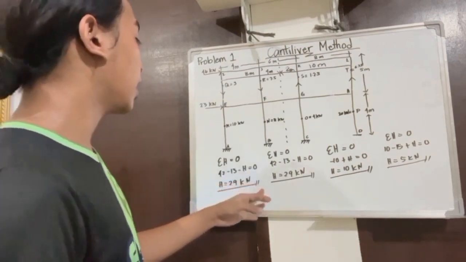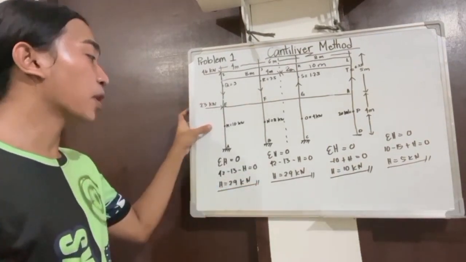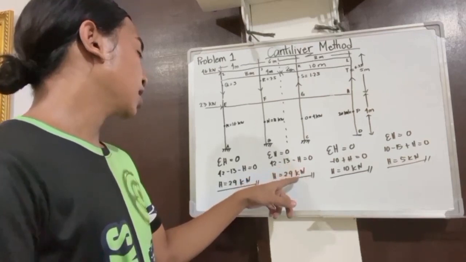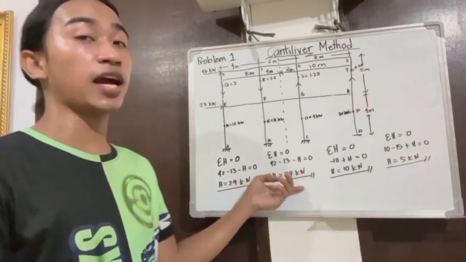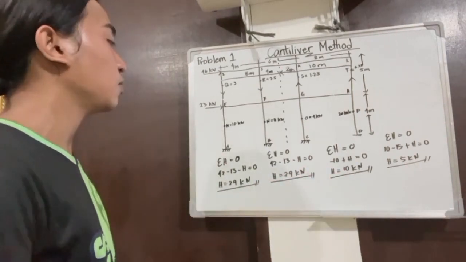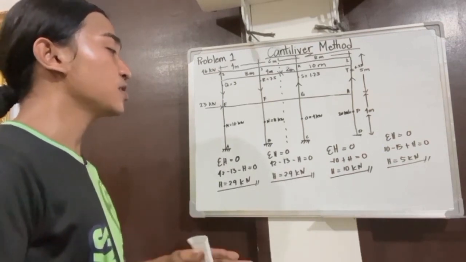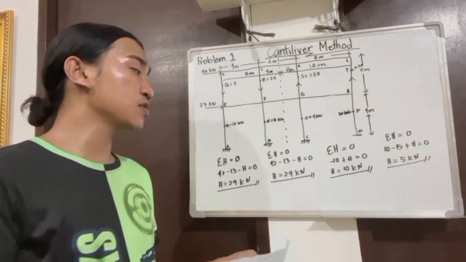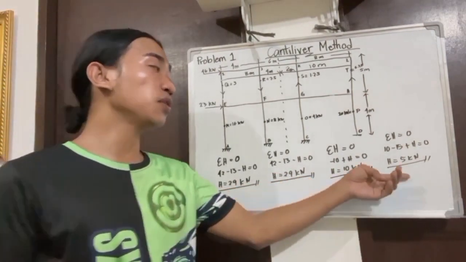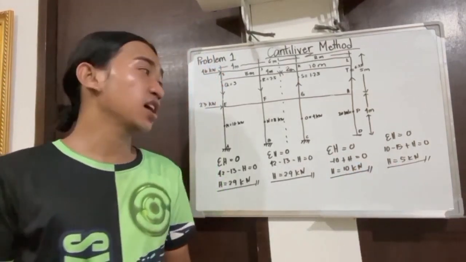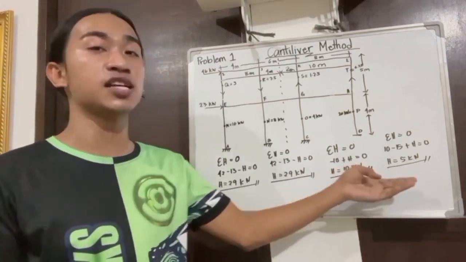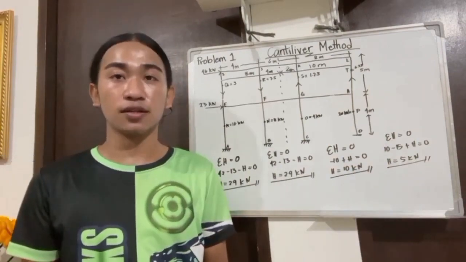And in this other member, sigma H equals 0: 42 minus 13 minus H equals 0, so we also get 29 kilonewton. And in this other joint, sigma H equals 0 gives negative 10 minus H equals 0, so we get 10 kilonewton. And also here, sigma H equals 0, which is 10 minus 15 plus H equals 0, so our H is 5 kilonewton.